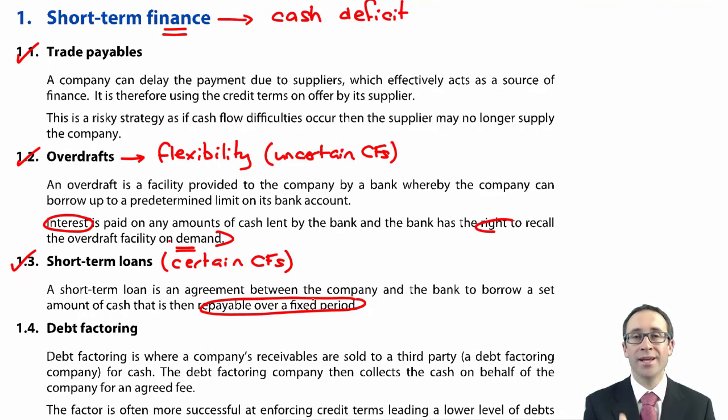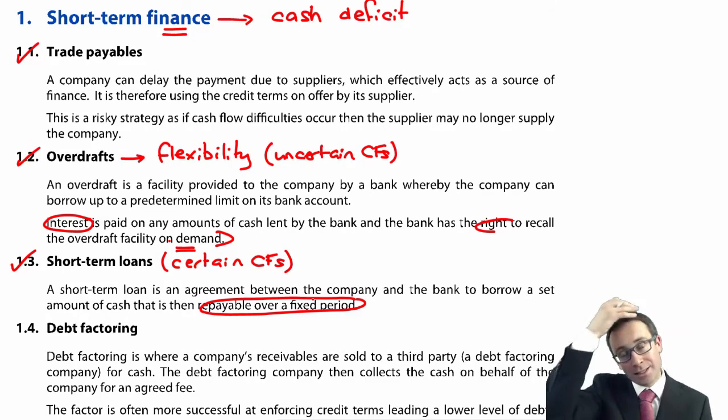Key bit about a short-term loan is that it is a fixed amount that you borrow, whereas an overdraft, again, is flexible. So you can change the amounts that you are borrowing perpetually. And again, with your loan, you will be charged interest. And the same benefit applies there: your interest payments are tax deductible. So as you pay interest, you will then pay less tax.